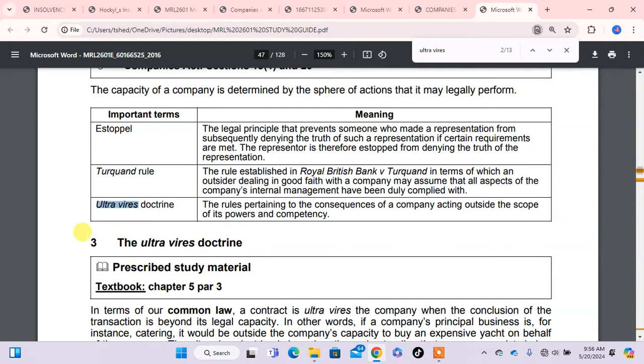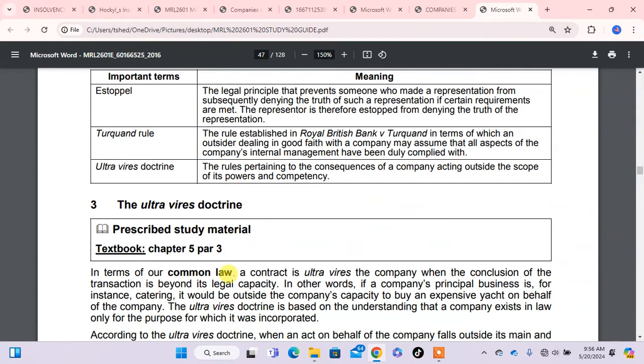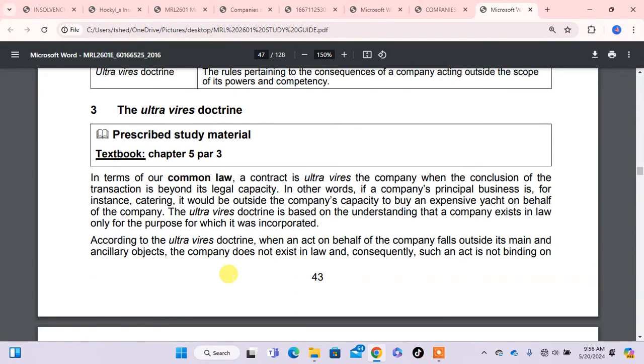They said the ultra vires doctrine is the rules pertaining to the consequences of a company acting outside of the scope of its power and competency. Today we deal with the ultra vires. In terms of the common law, a contract is ultra vires the company when the conclusion of its transaction is beyond its legal capacity. In other words, if a company's principal business is, for instance, catering, it will be outside the company's capacity to buy an expensive yacht on behalf of the company.